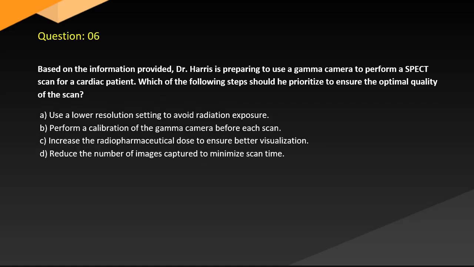Question 6. Based on the information provided, Dr. Harris is preparing to use a gamma camera to perform a SPECT scan for a cardiac patient. Which of the following steps should he prioritize to ensure the optimal quality of the scan? A. Use a low-resolution setting to avoid radiation exposure. B. Perform a calibration of the gamma camera before each scan. C. Increase the radiopharmaceutical dose to ensure better visualization. D. Reduce the number of images captured to minimize scan time.